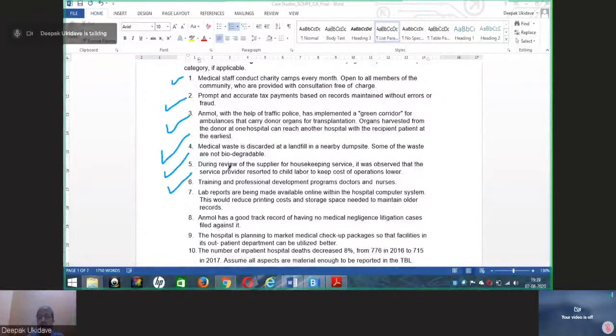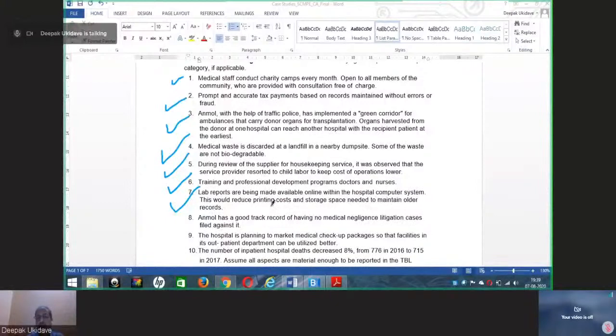Training and professional development programs for doctors and nurses for continuous learning, improved learning, right, on the job training. Lab reports are being made available online within the hospital computer system. This would reduce the printing cost and storage space needed to maintain the older records.